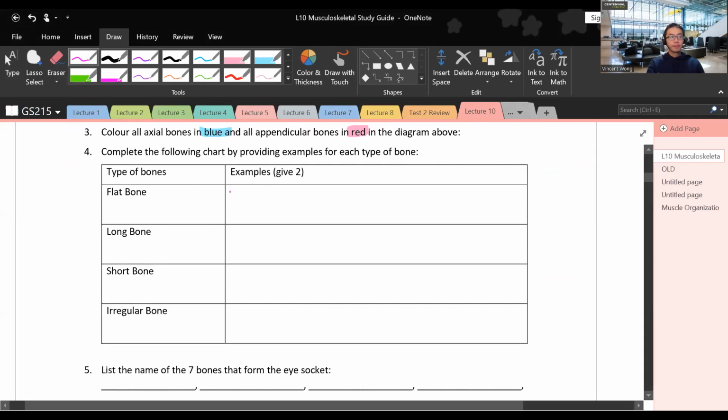Bone of skull, Professor. Yeah, exactly right. Thank you. So a lot of bones in the skull are considered flat bones. Not all of them though. So parietal bone.